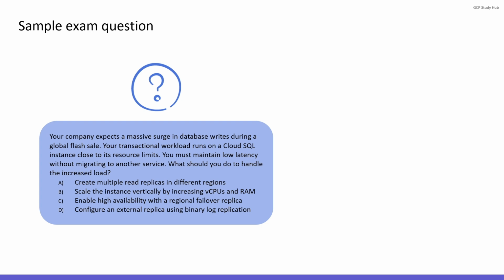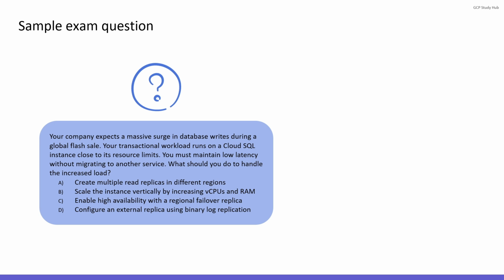Option B is scale the instance vertically by increasing vCPUs and RAM. This is efficient because it allows you to handle more write operations without needing to migrate to another service. Instead, you can directly increase the compute power where the database currently runs. Given the performance pressure and architectural constraints, this is likely the best approach.